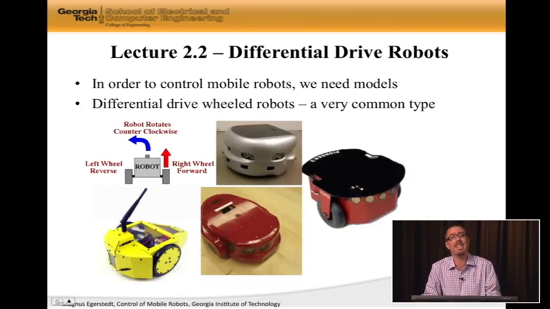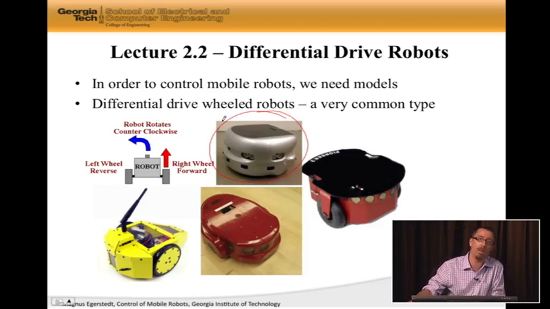And the reason for it is that it's extremely common. In fact, the Khepera 3, which is the robot that we're going to be using quite a lot in this course, is a differential drive wheeled mobile robot. But a lot of them out there are, in fact, differential drive robots. Typically, they have the two wheels and then a caster wheel in the back.